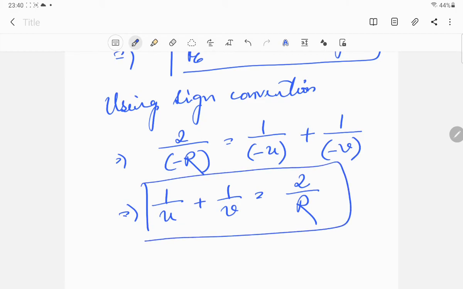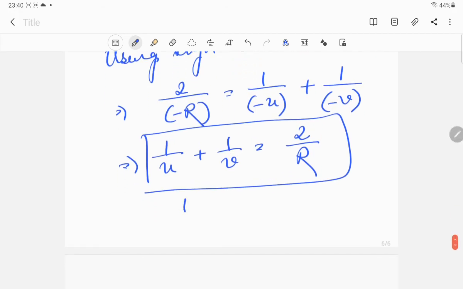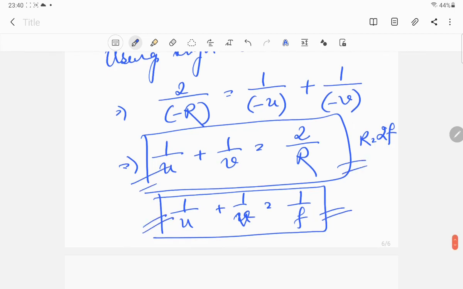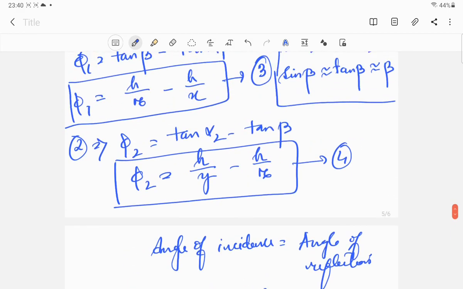I hope this is very familiar to you, which is the general formula. If I write like this, r is nothing but twice f, the focal length. So 1 by u plus 1 by v is nothing but 1 by f. This equation is very familiar to you, isn't it? In the exam you may be asked to derive this equation for a lens or for a mirror, so then you will have to follow this method.